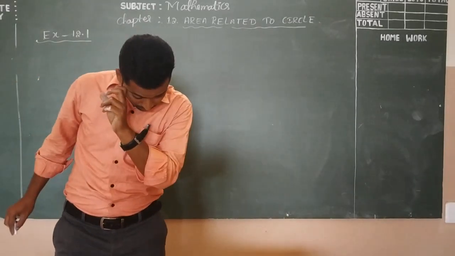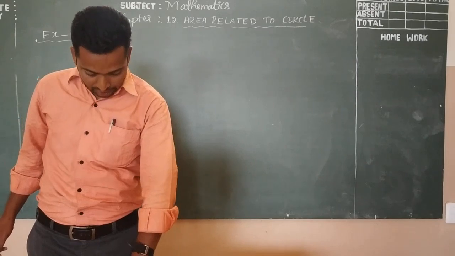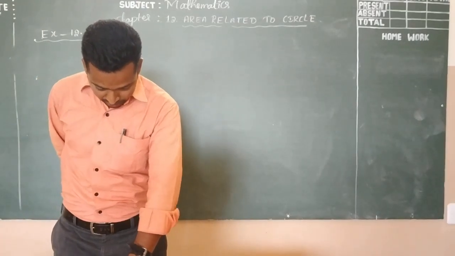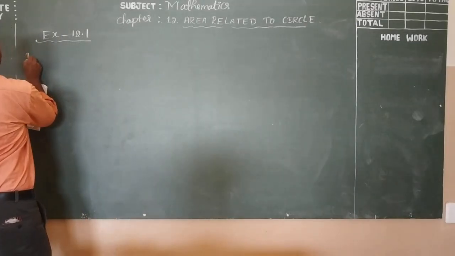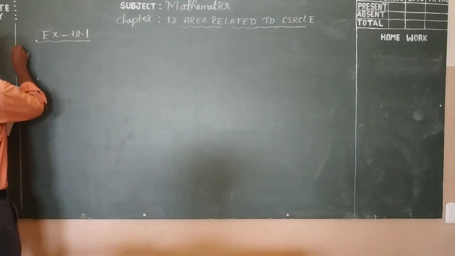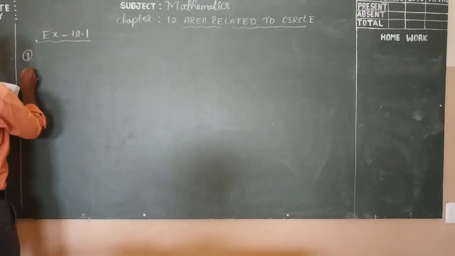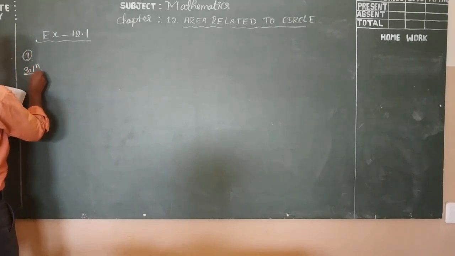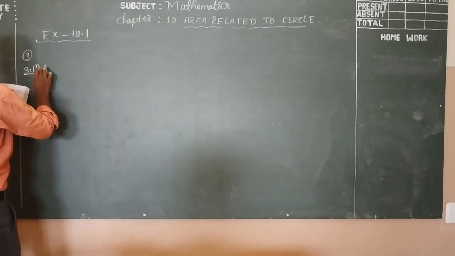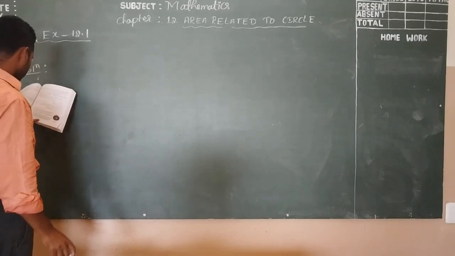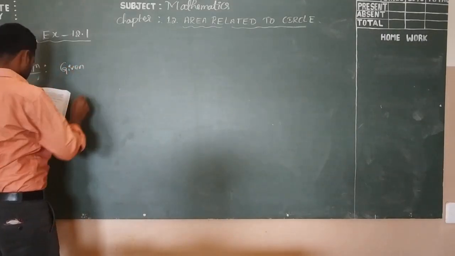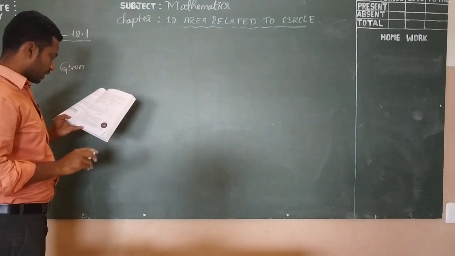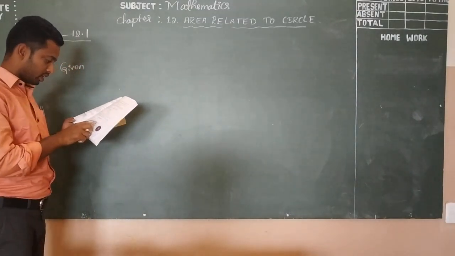The first question. The radii of two circles are 19 cm and 9 cm respectively. Solution. I'll go directly through the answer. First, what is given? The radii of two circles are 19 cm and 9 cm.